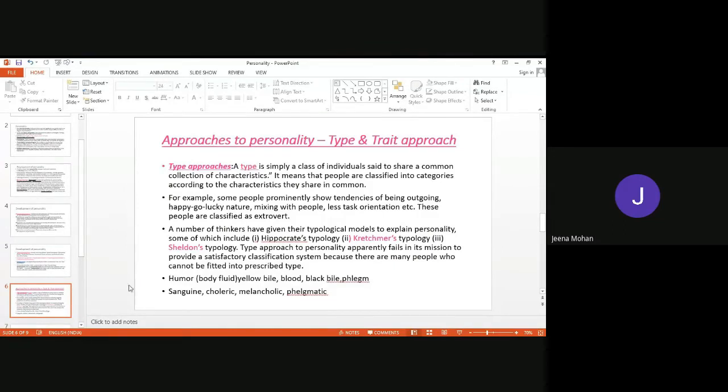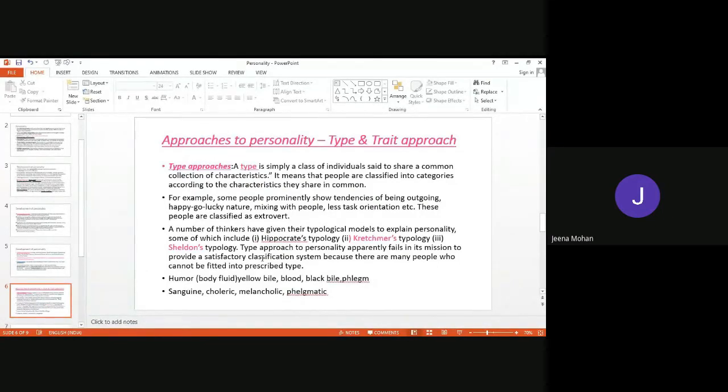I hope you remember Sheldon's typology: ectomorph, endomorph, mesomorph. And what about Kretschmer's? Kretschmer's typology again has three classifications. Do you remember? Just now I mentioned: pyknic, athletic, asthenic.